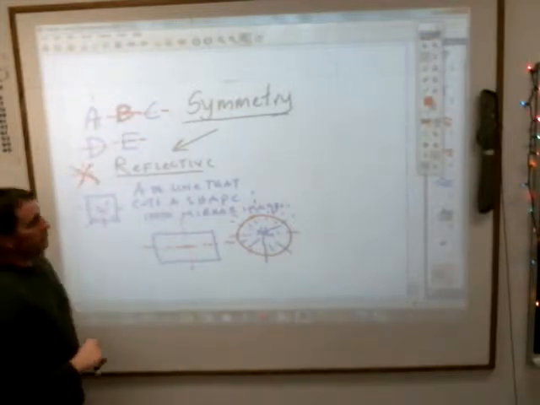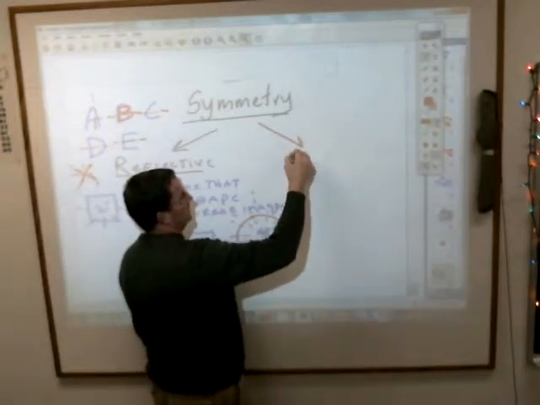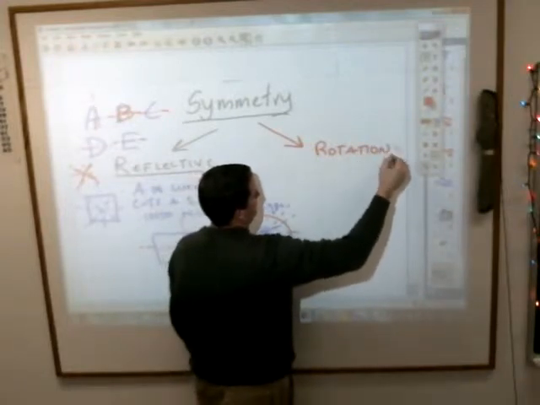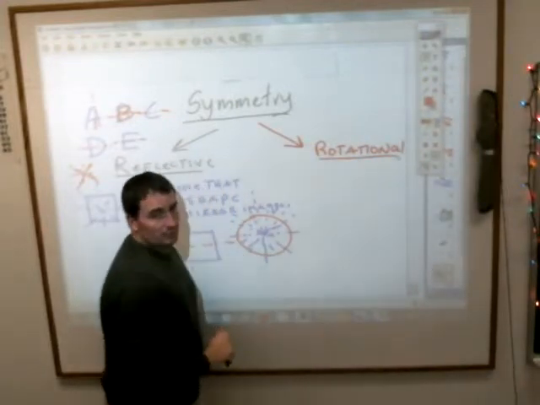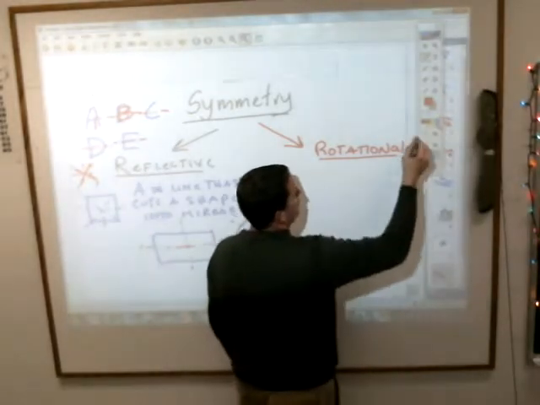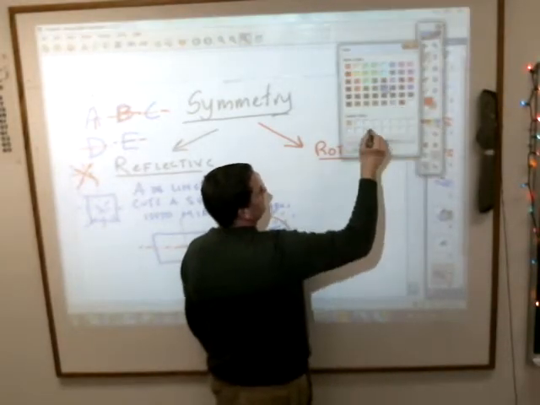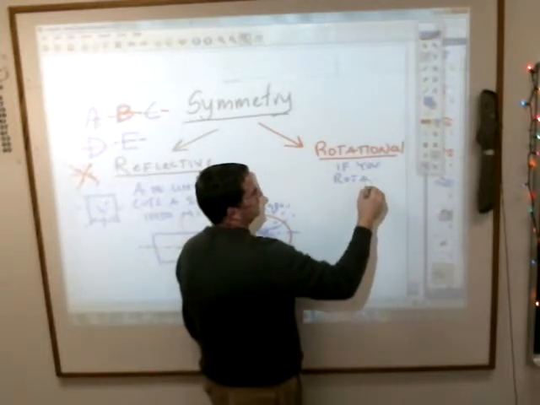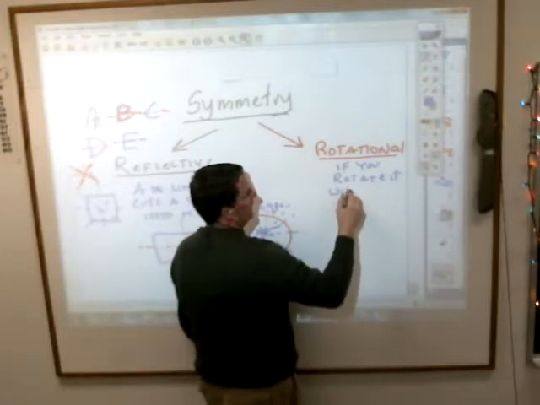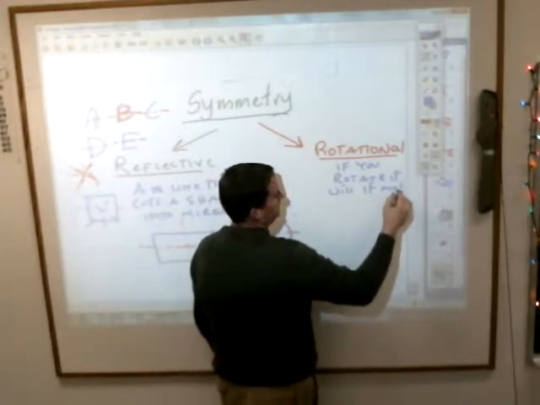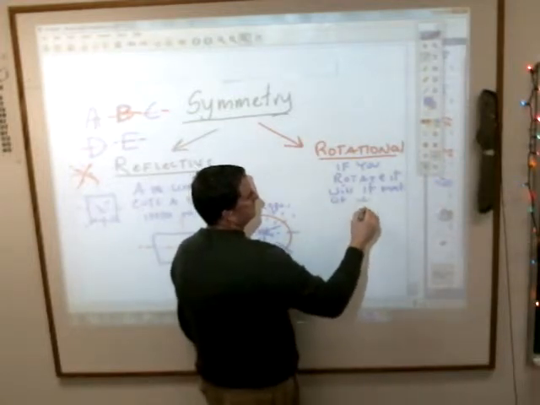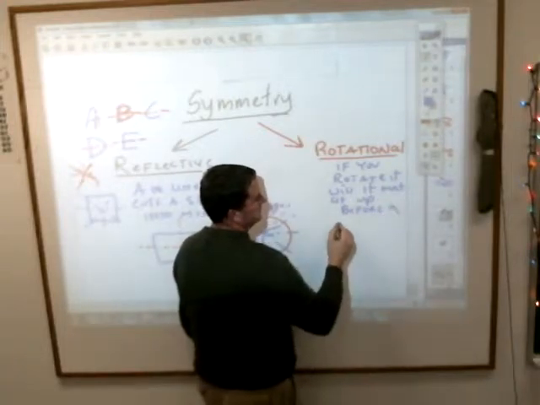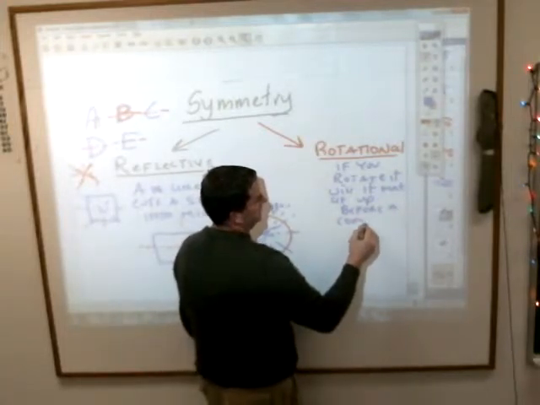Alright. Now, another type of symmetry you don't hear very much about is rotational. And rotational symmetry is, if you rotate it, will it match up before a complete turn? And you'll understand more when I do it.